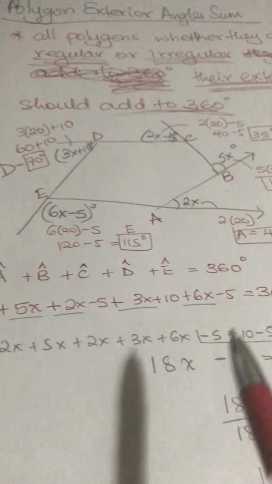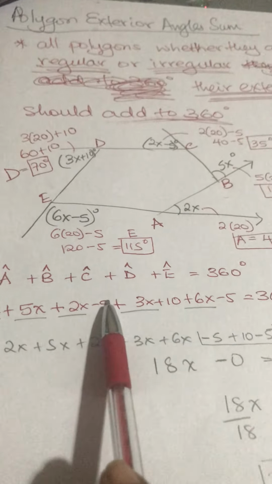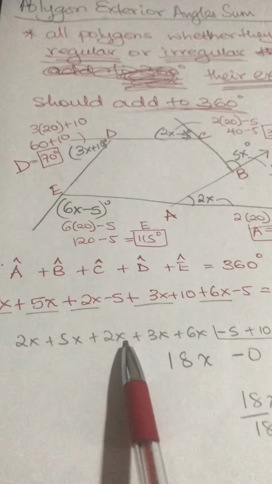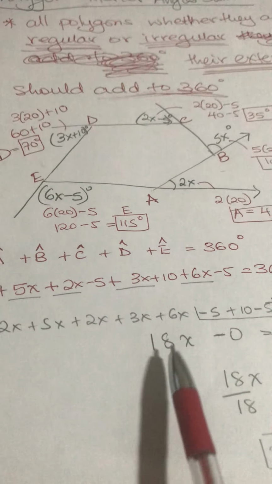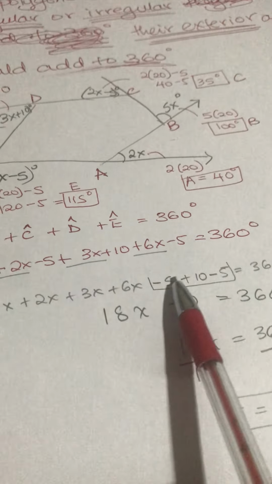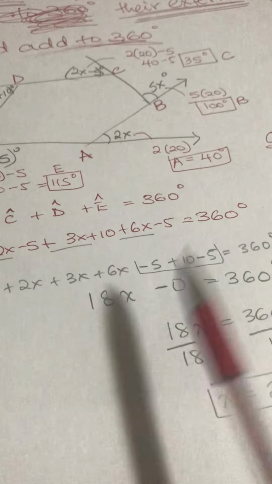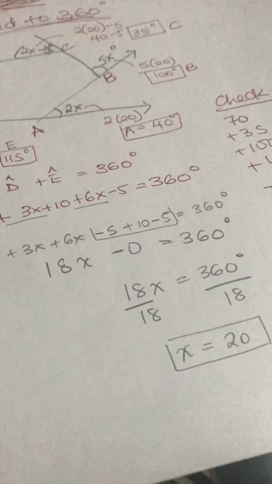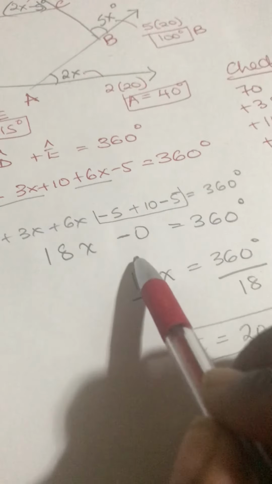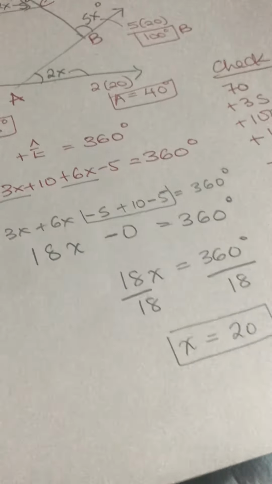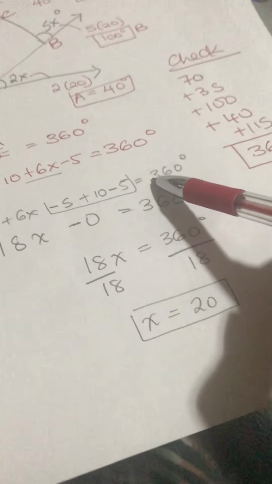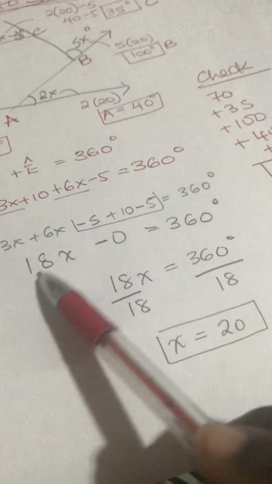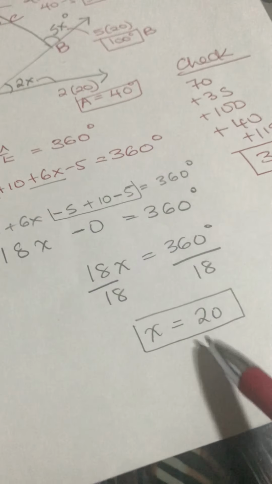I put friends together. My x's and my constants. So 2x plus 5x plus 2x plus 3x plus 6x, 18x. Negative 5 plus 10 minus 5 is 0. 18x minus 0, 18x. If you have 0, whether you add or subtract, your answer is the same. So it doesn't matter what you write there. So, because they are outside, we use 360. And then I divided both sides, I got 20 for x.